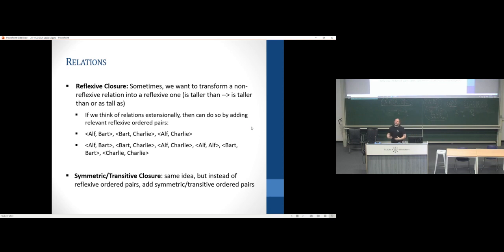One thing we can also do once we have these notions is we can turn non-property relations into versions of them by talking about their closure. So if we have a non-reflexive relation, we can talk about the reflexive closure of that relation. And that is basically by adding whatever we need to make it such that it would work that way.